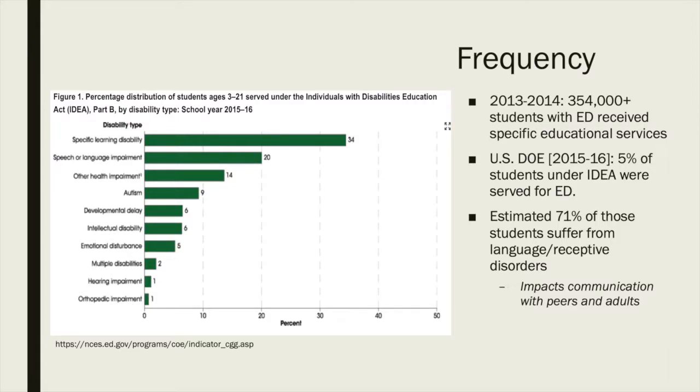For frequency, in the 2013-2014 school year, over 354,000 students with ED received specific educational services. In the 2015-2016 school year, according to the United States Department of Education, 5% of the students under IDEA, which means the Individuals with Disabilities Act, were served for ED. That is the picture shown to your left for students ages 3 to 21. And also, an estimated 71% of those students suffer from language or receptive disorders, which means that this impacts the communication with peers and adults.